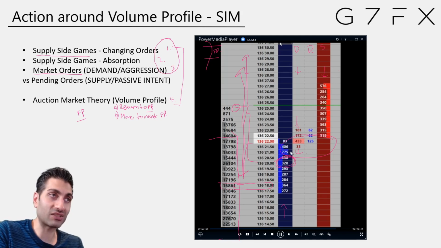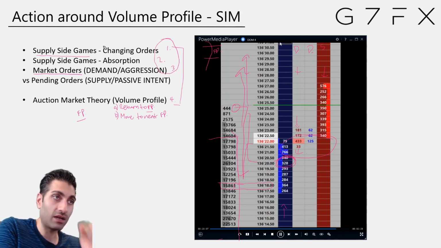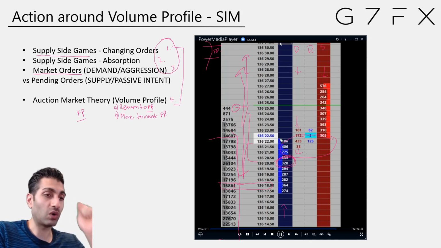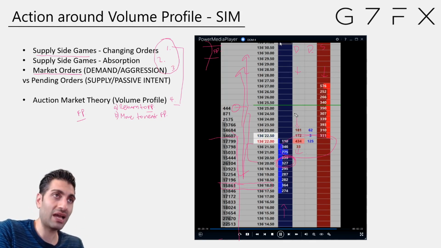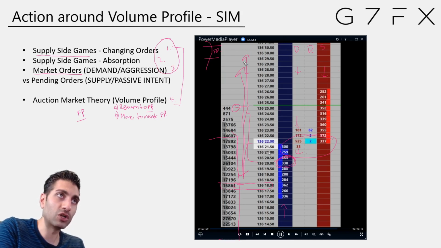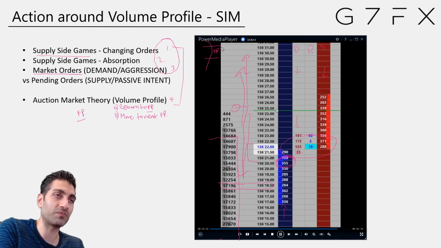Had I seen absorption on the bid side, had I seen buyers standing firm, and I'd seen buyers hit into offers, and contextually we were at the edge of value, then I would have gone to the next. I would have looked for the breakout and look for the next fair price to be tested. So I really hope that makes sense.